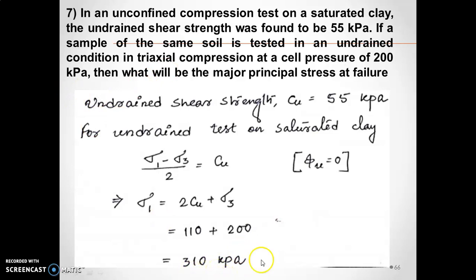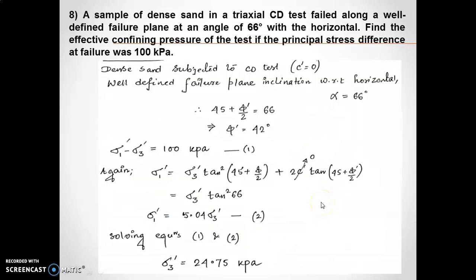So, very simple example. You should only know that when it is undrained shear strength, that is Cu, the formula is Cu is equal to sigma 1 minus sigma 3 divided by 2. For this case phi is equal to 0, because it is saturated clay, there is only cohesion, there is no friction, so friction is equal to 0. So you will get this answer. Okay, let us take this example.